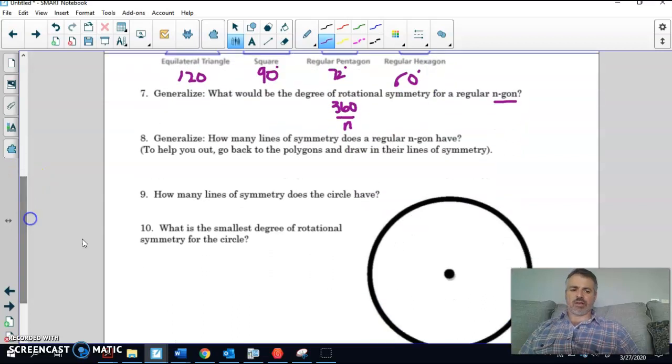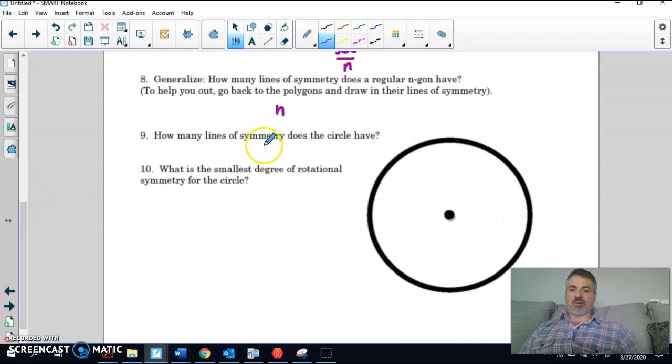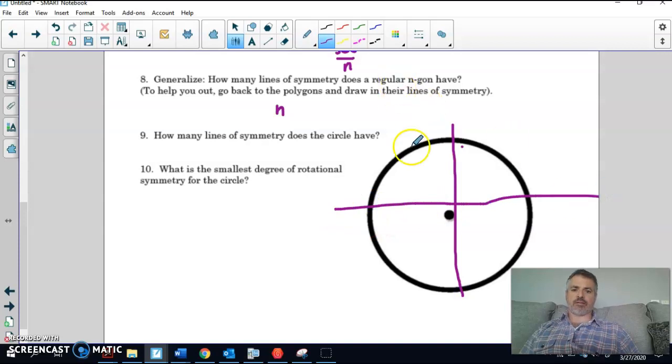So down here, I said we come back to a circle, and here's an example of a circle. How many lines of symmetry does a regular n-gon have? Well, it's going to have the same number of sides, so it has n lines of reflection. And it says, how many lines of symmetry does a circle have? Well, I showed you a couple before, but it turns out I have an infinite amount of lines of symmetry. So this is infinite.